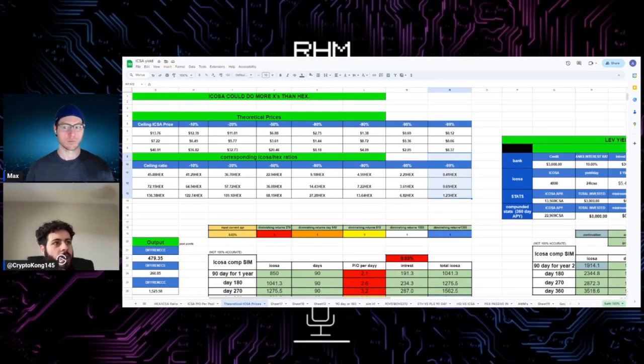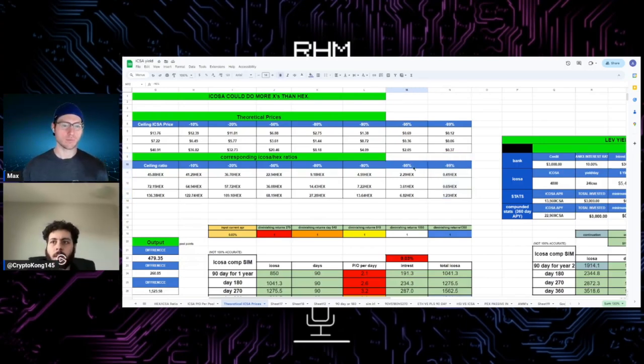Especially some of this stuff could change when Alex releases his new product. When or if Alex releases his new product, some of these numbers could change. I think he's going to start making the ceiling price more dynamic in the system, so you're always able to extract your value out in ICOSA, but just some of it's staked. But that's a topic for a different day.